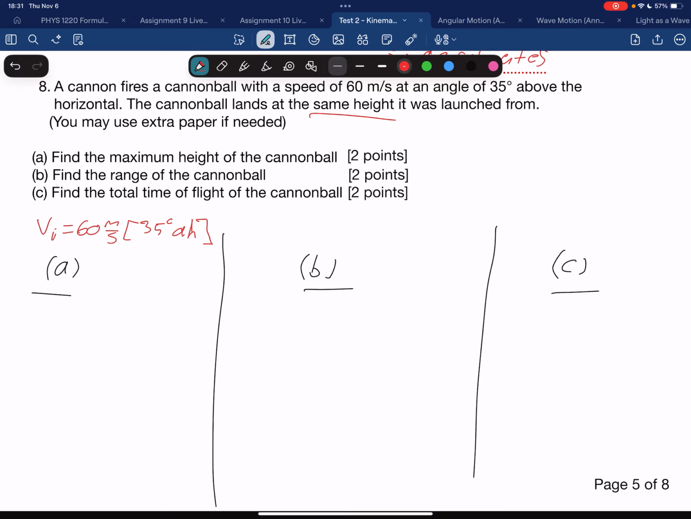All right. Part A, maximum height, we use our Y max formula. So this is going to be 60 squared sine squared 35 over 2 times 9.8. It's going to get you about 60.4 meters.